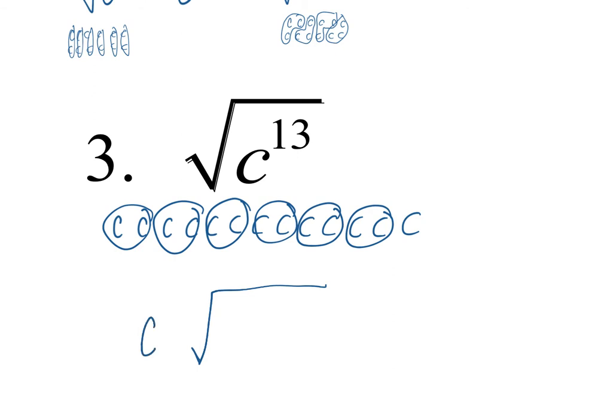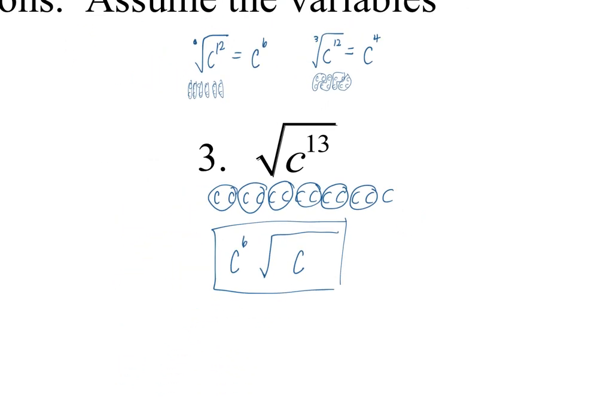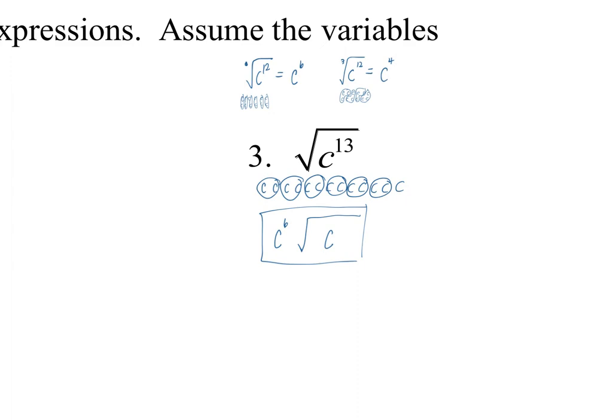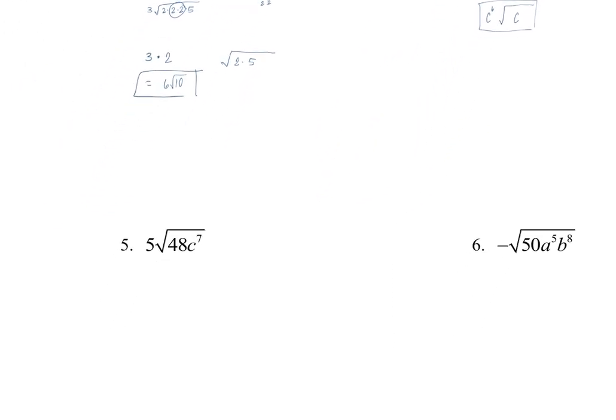So c to the 6th comes out, and whatever didn't repeat twice, whatever is left over, stays in jail. So it goes inside of the radical. So basically, leftovers are going inside the radical, stays in jail. Leftovers go in the trash, whatever way you want to think about it.